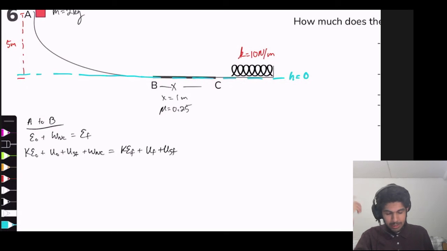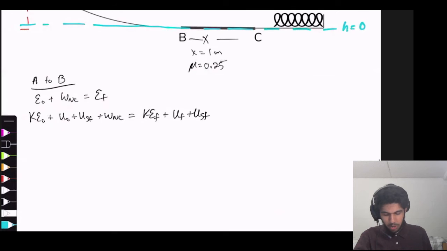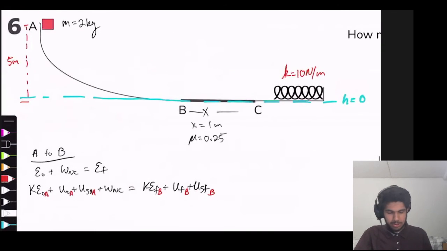Great. So with that said, let's consider what quantities go to 0. And maybe I'll just put subscript A as well. This should be U spring initial at A, work non-conservative, and then on the right I'll put B's, just to signify that we go from A to B. But it's kind of understood since I wrote A to B at the top.